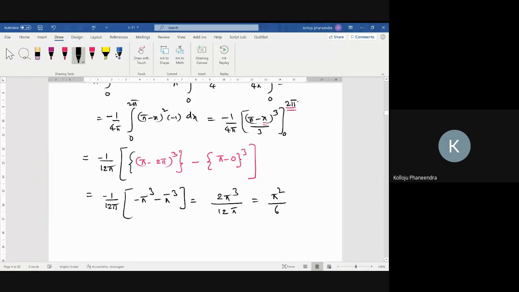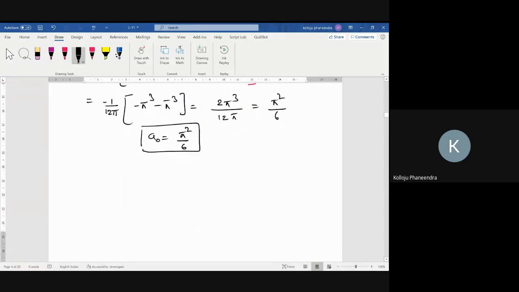A naught value is pi square by 6. This is the first value. Now coming to the second one, a n. What is the formula? 1 by pi, the interval is 0 to 2 pi.